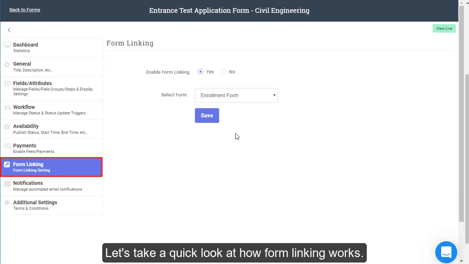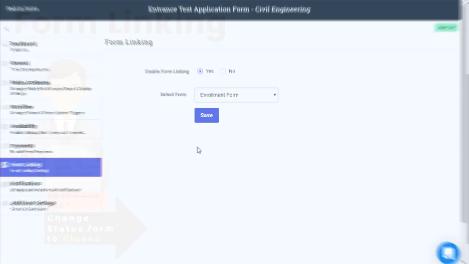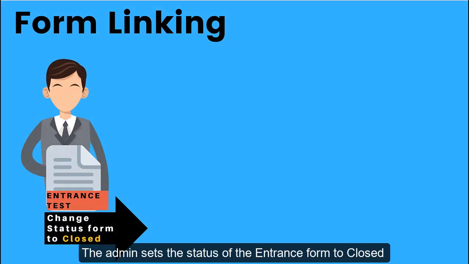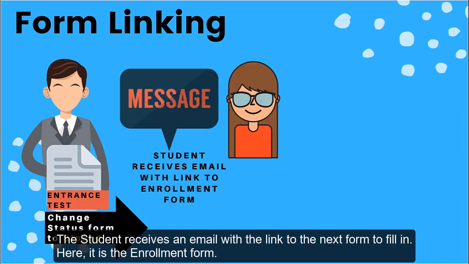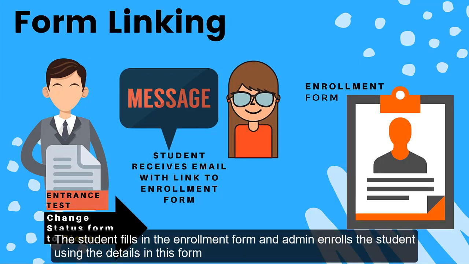Let's take a quick look at how form linking works. The admin sets the status of the entrance form to be closed. The student receives an email with the link to the next form to fill in. Here, it is the enrollment form. The student fills in the enrollment form and admin enrolls the students using the details in this form.